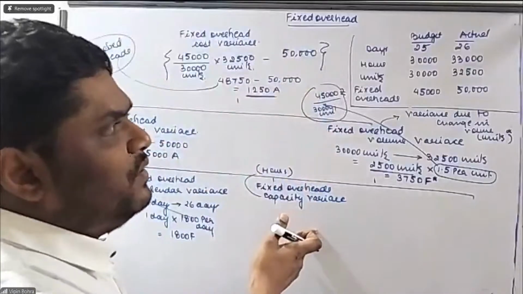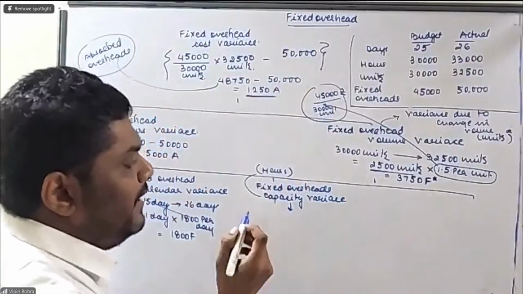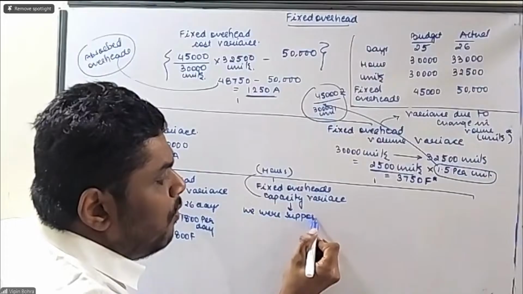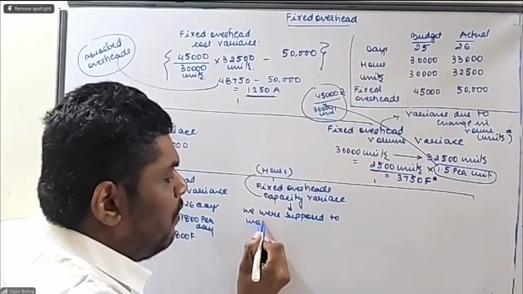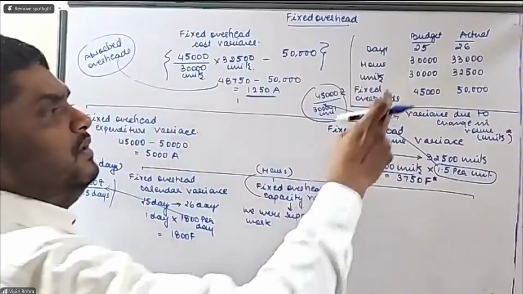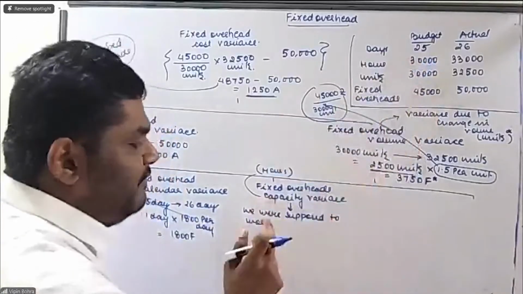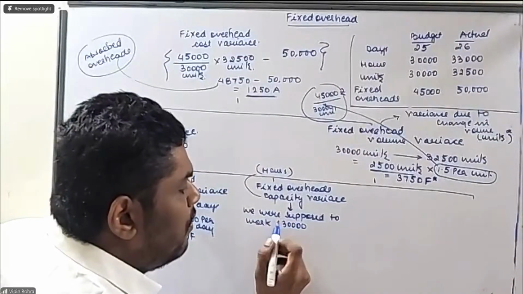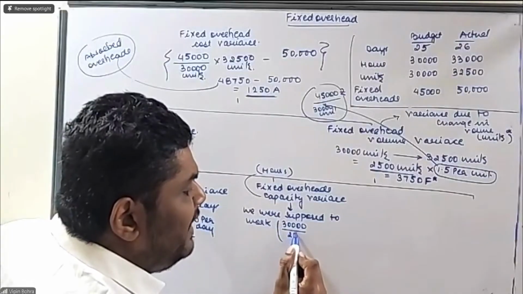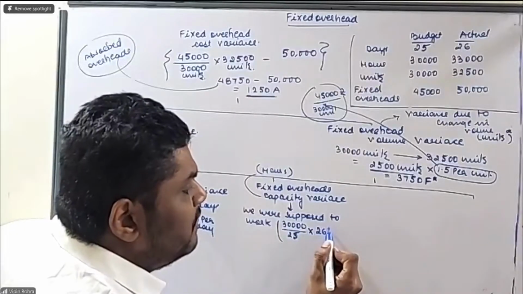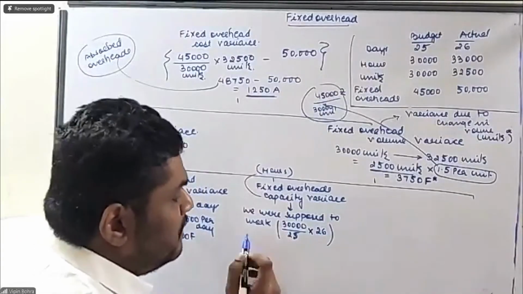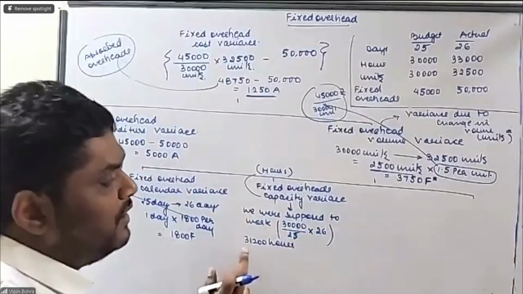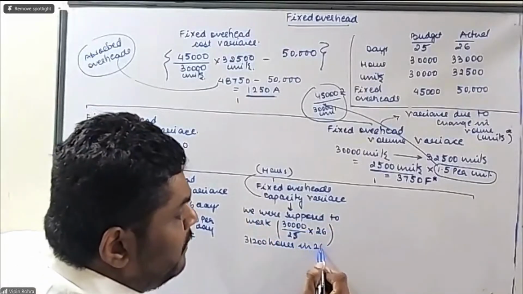I'm writing the explanation also for your reference. We were supposed to work for how many hours? We won't take 30,000 hours. Basically, we were supposed to work for 30,000 hours in 25 days. So in 26 days, we were supposed to work for how many hours? 31,200 hours. We were supposed to work for 31,200 hours in 26 days.